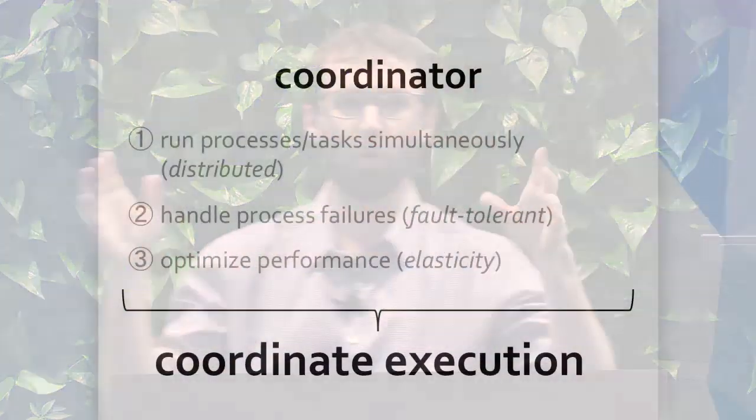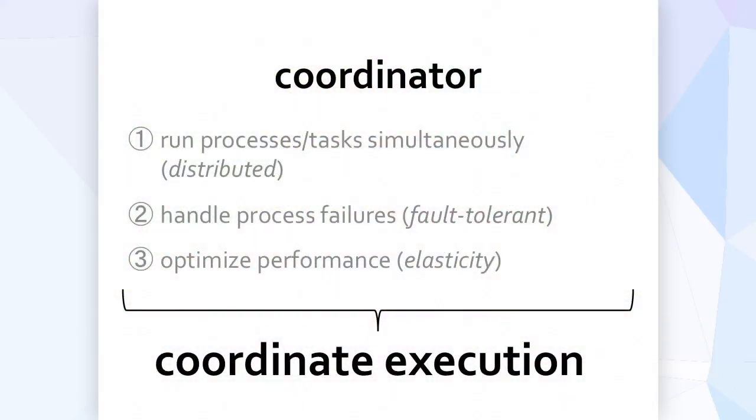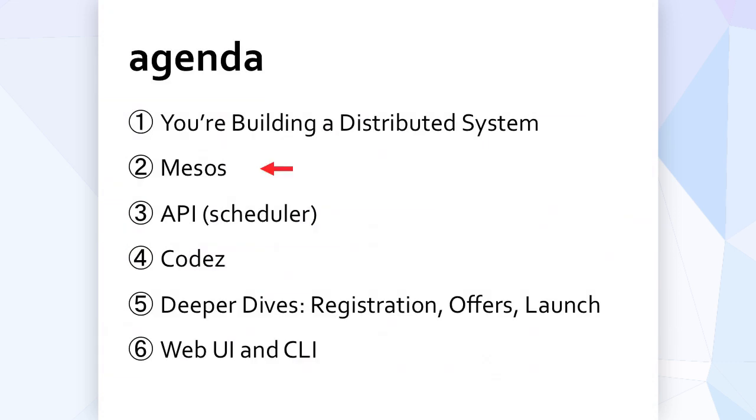And that's the core of building a distributed system, though there's a lot of other stuff you have to do. But the core is really coordinating execution. That's the meat of most distributed systems that get built. And that's where Mesos really plays a role.